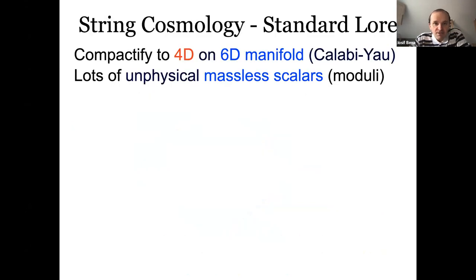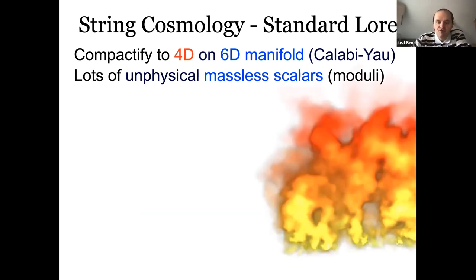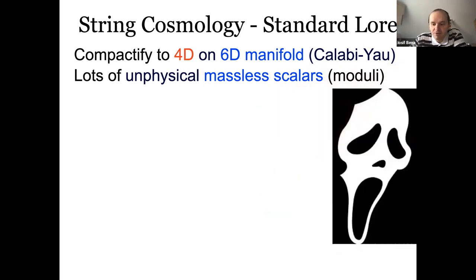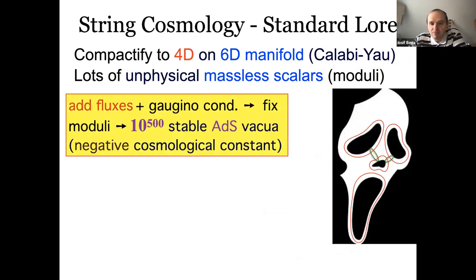Now, the standard lore in string cosmology, to get this many vacua, is to compactify string theory to four dimensions on a Calabi-Yau manifold or some 6D manifold, which usually has a huge amount of massless scalars. Then you put in fluxes and gauge condensation, and you fix the moduli. You put fluxes on the various cycles of the Calabi-Yau, the A cycles in red and the B cycles in green, for example, and you get a huge amount of anti-de Sitter vacua.